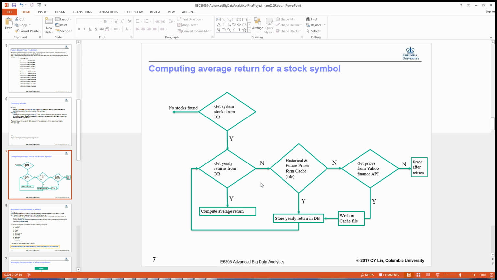And this is a flowchart that shows how I'm computing the average return for a stock symbol. If the yearly return is not in the database, then I look into a cache file for historical and future prices, and if that's not there, then I go out to the Yahoo API to get the information about the stocks. Then I write them back into the cache and also store them in the database, and then I can compute the average return based on the yearly returns.